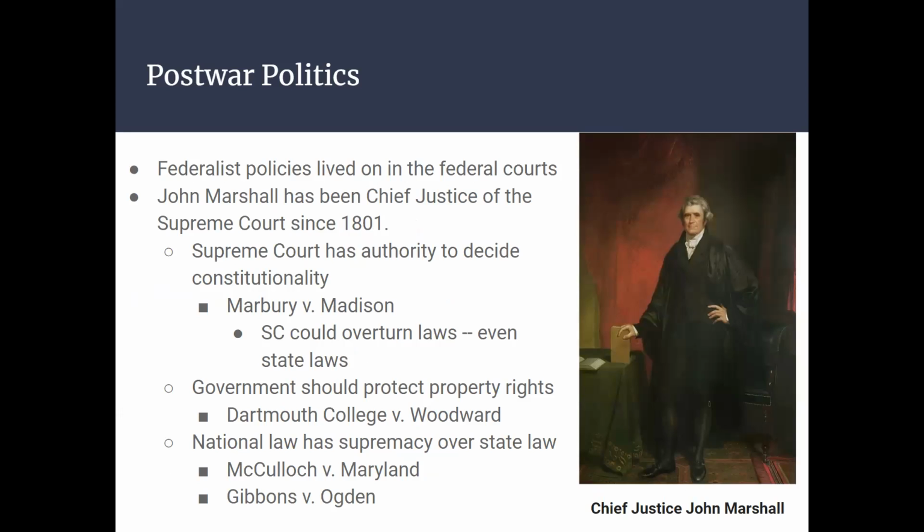Even though the last few presidents have been Democratic Republicans, the federal court system has been controlled by Federalists. John Marshall has been the Chief Justice of the Supreme Court since 1801, and he is a Federalist. He believes in giving more power to national government than to state governments. We talked about Marbury versus Madison before, that the Supreme Court could overturn laws, even state laws. They also decided that the government should protect property rights in Dartmouth College versus Woodward. And they said that national law has supremacy over state law. They decided that in McCulloch versus Maryland and Gibbons versus Ogden.